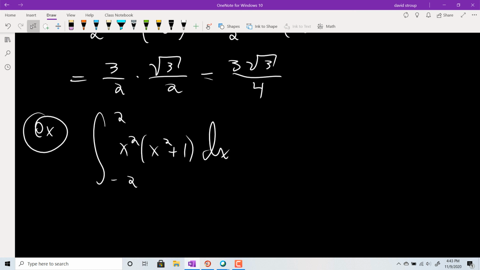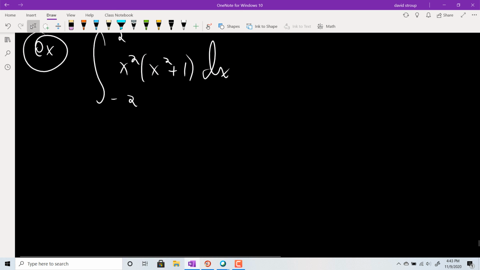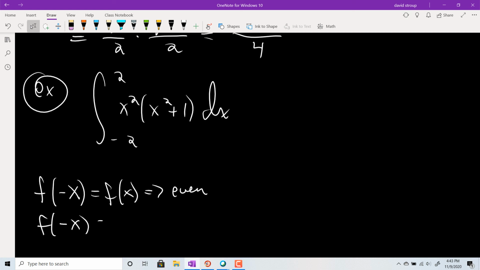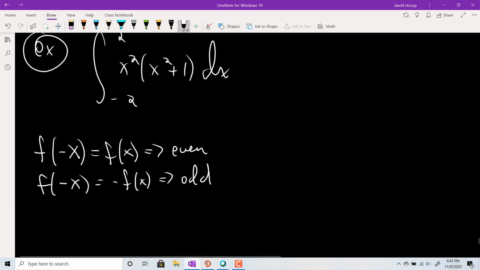This guy's even. If you can't tell, the usual spiel is, especially when you're dealing with polynomials, all you have to do is look at the exponents. And if they are all even exponents, then the function is even. But in general, the test is you plug in negative x for x, and if that equals f of x, then it's even. The odd test was if you plug in negative x and you get out negative f of x, then it's odd. So this guy I'm saying is even.